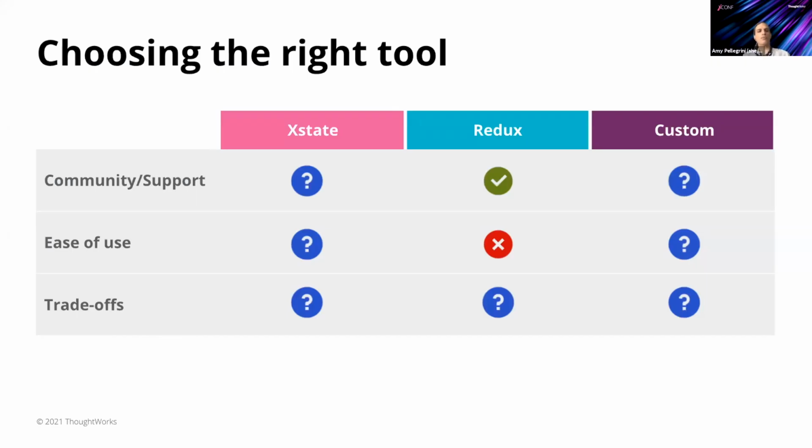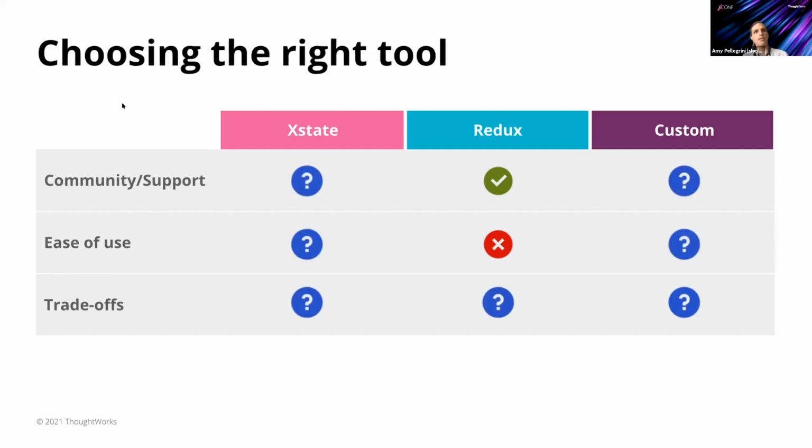So we decided that there are 3 main areas we wanted to cover for the tool of our choice. And one of those is: is there enough documentation, enough community support? If something goes wrong, do we have somebody we can call on? And we listed 3 different options. One was XState, the other one is Redux, and the other one is a custom solution that we decided to implement on our own.